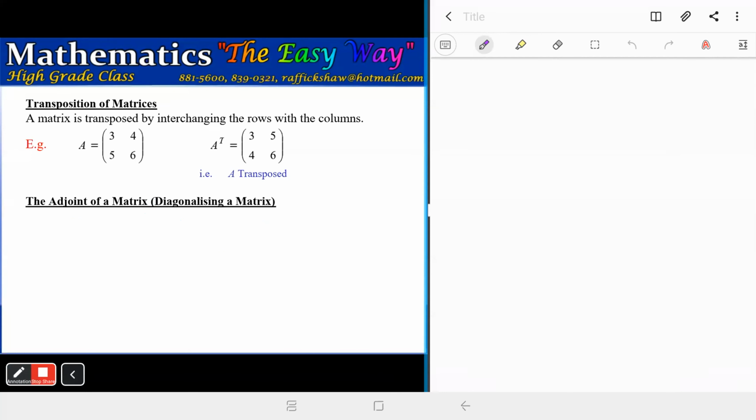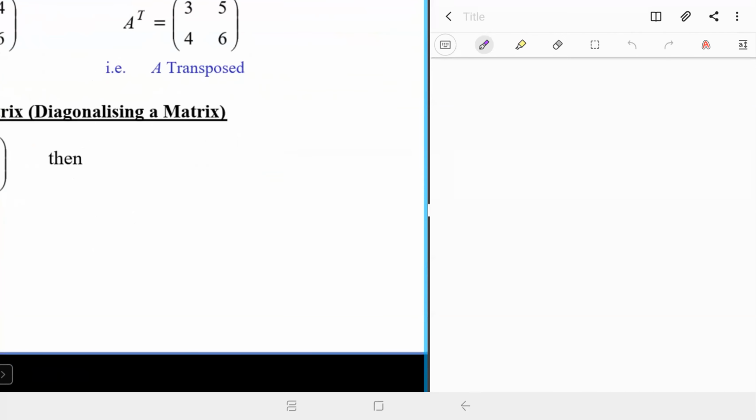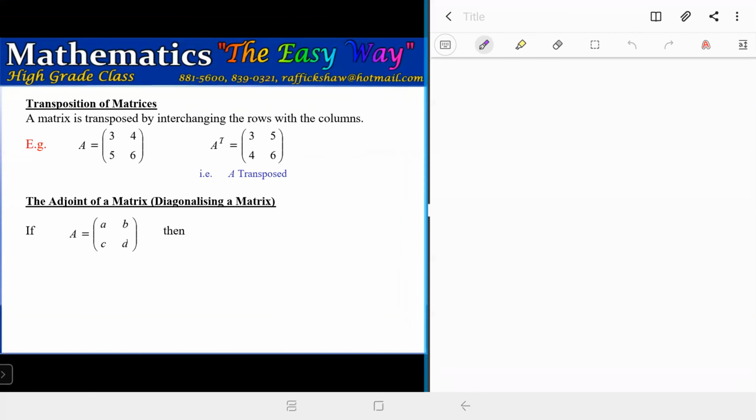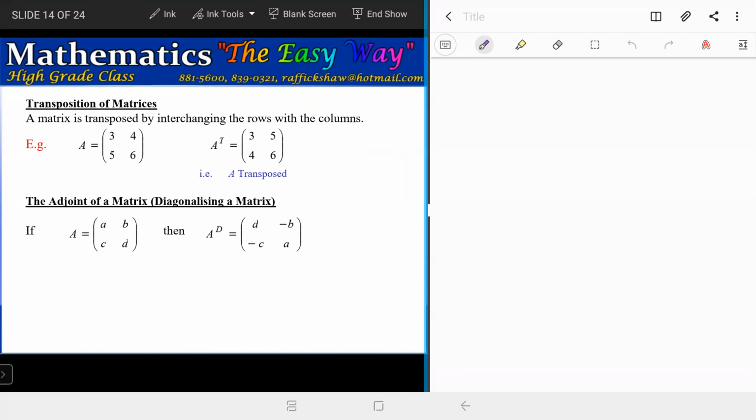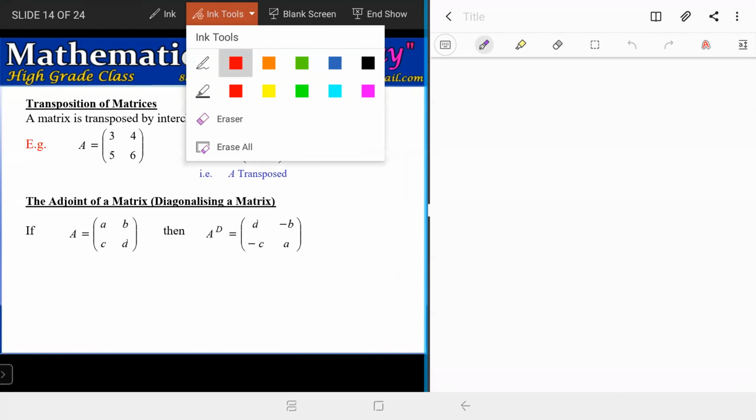And there's a simple way to calculate the adjoint matrix when it's a 2 by 2, which is what you will get in CSEC. All right. So if our matrix is A, B, C, D, then the adjoint is formed that way. So let's look at the details of how the adjoint is formed. And it's very simple.